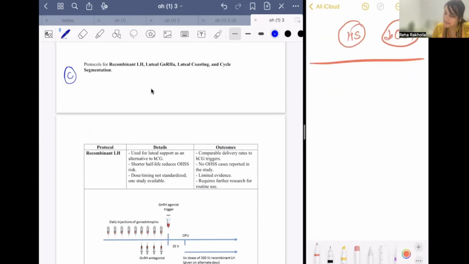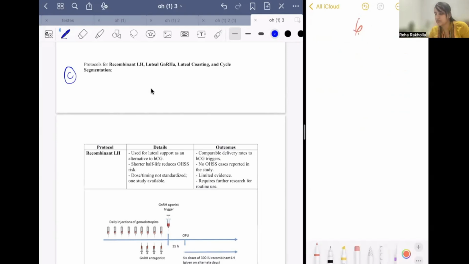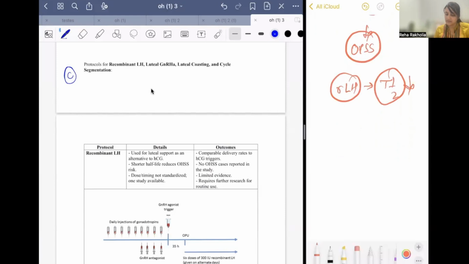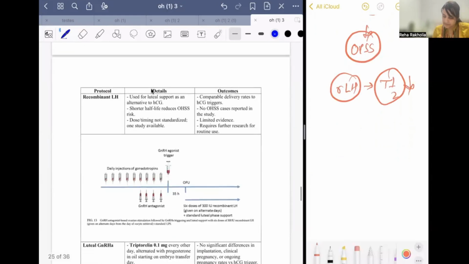So now we'll talk about the recombinant LH for luteal phase support. See, this is an alternative to HCG for luteal phase support. Unlike HCG, which has long half-life and can increase the risk of OHSS, recombinant LH has shorter half-life, making it a safer option for high-risk patient. Okay. 6 doses of 300 recommended given on alternate days plus standard luteal phase support. Can you see? This diagram shows.